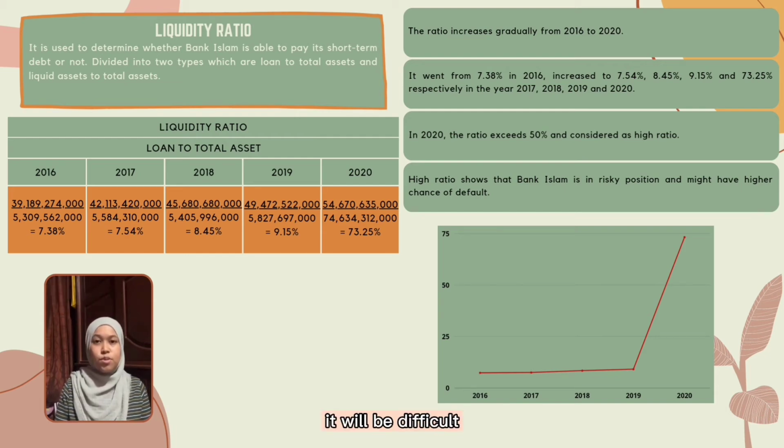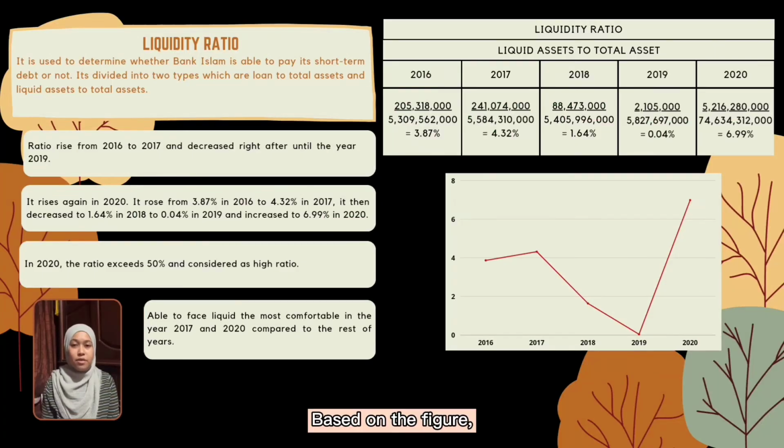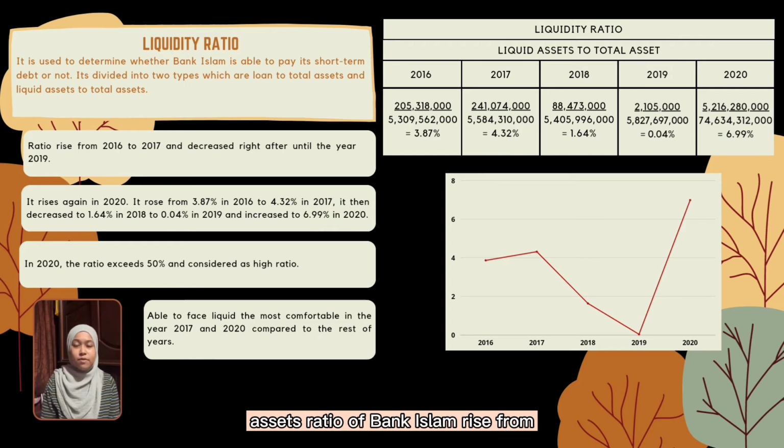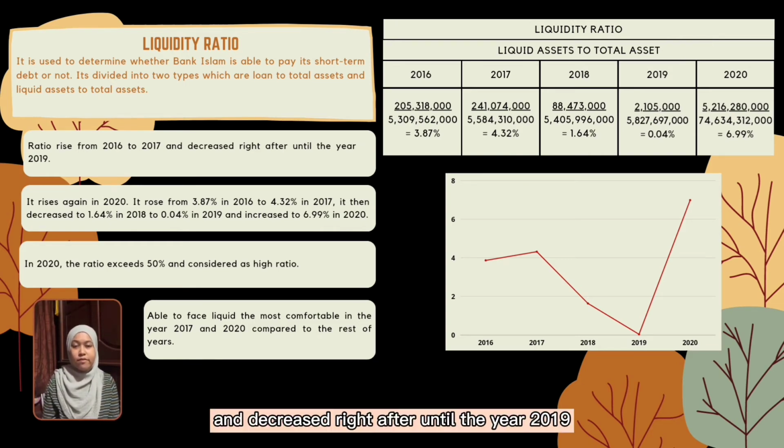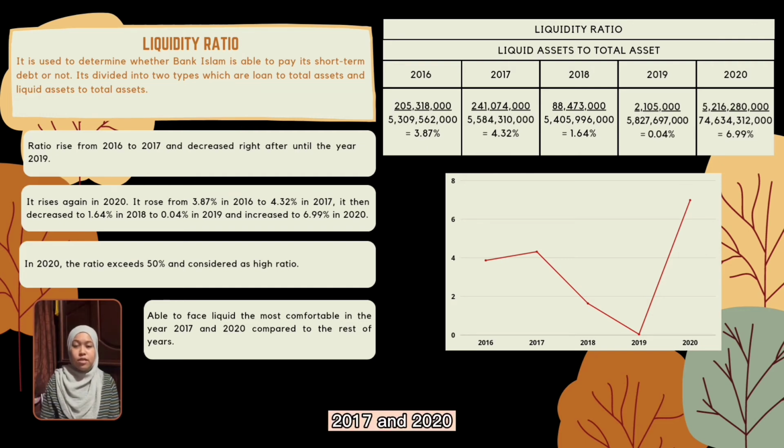As a result, it will be difficult for the bank to liquidate loans. Based on the figure, the liquid assets to total assets ratio of Bank Islam rose from 2016 to 2017 and decreased right after until the year 2019. Throughout the years, Bank Islam is able to face liquidity most comfortably in the years 2017 and 2020 compared to the rest of the years.